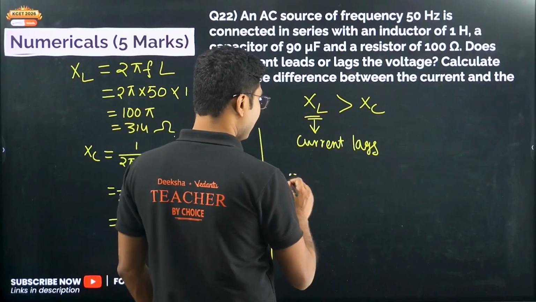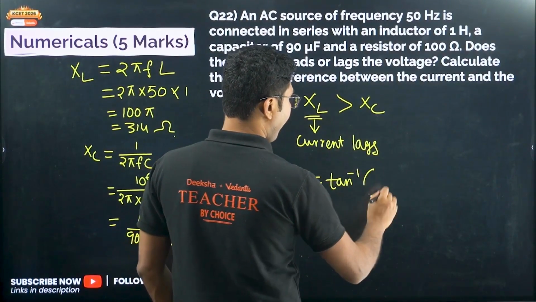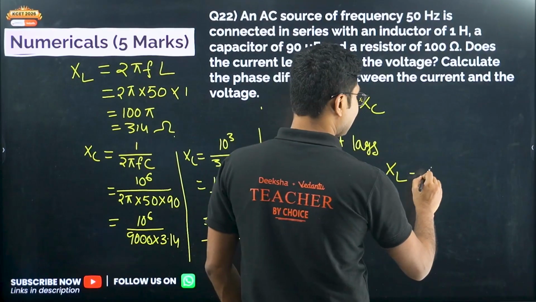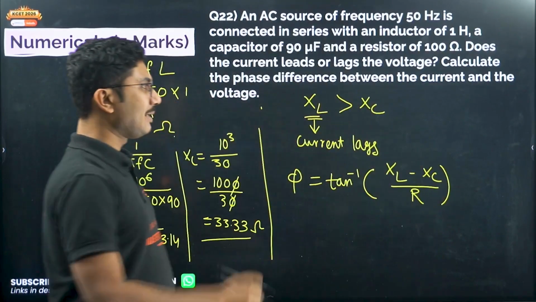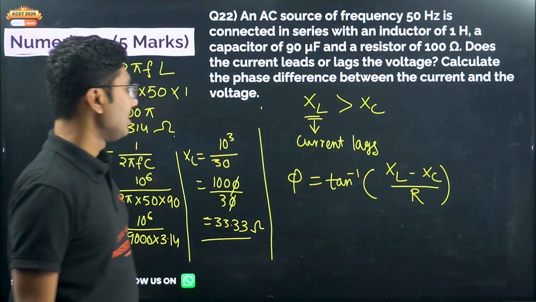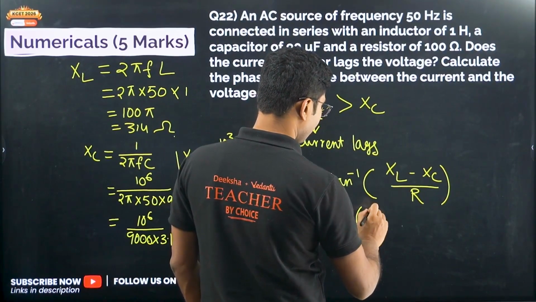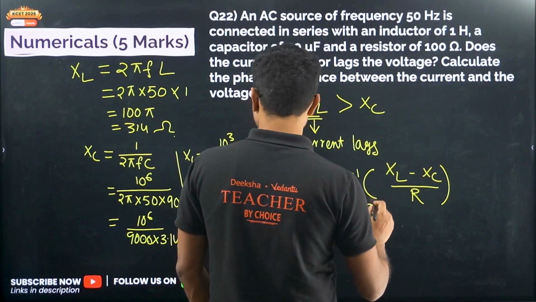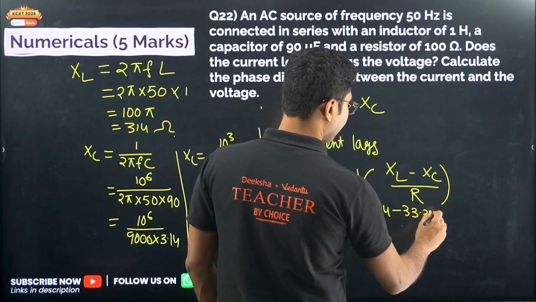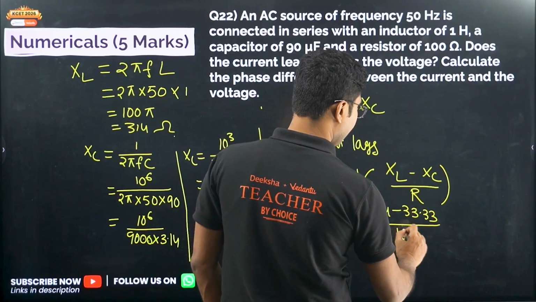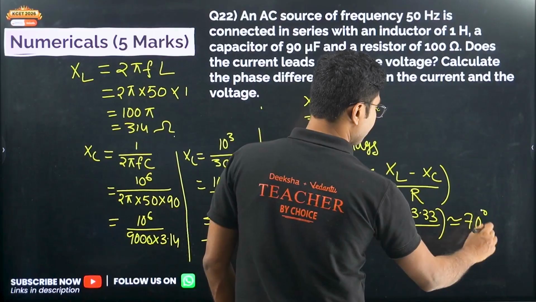Now what is the phase difference? The formula for phase difference is tan inverse of XL minus XC divided by R. So XL value is 314 minus 33.33 divided by 100. If you calculate, it will be turning out to be close to 70 degrees.